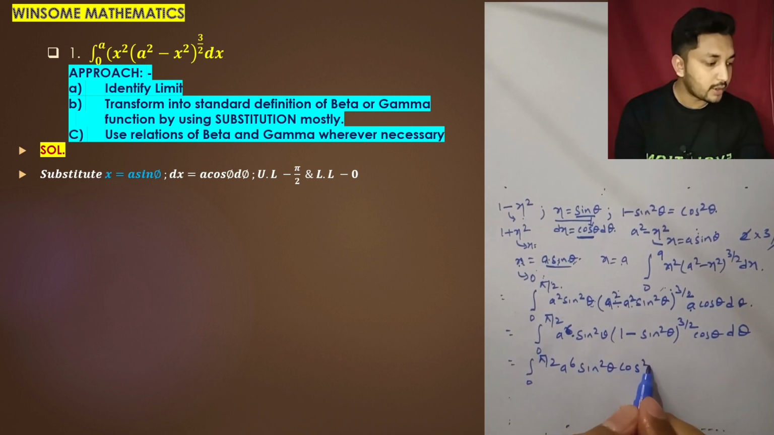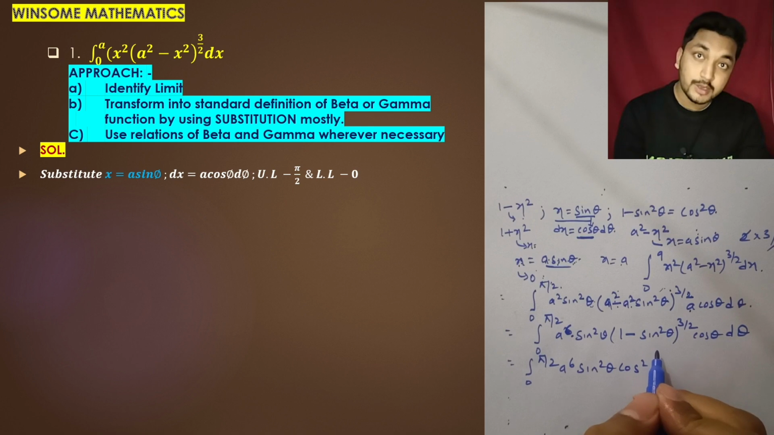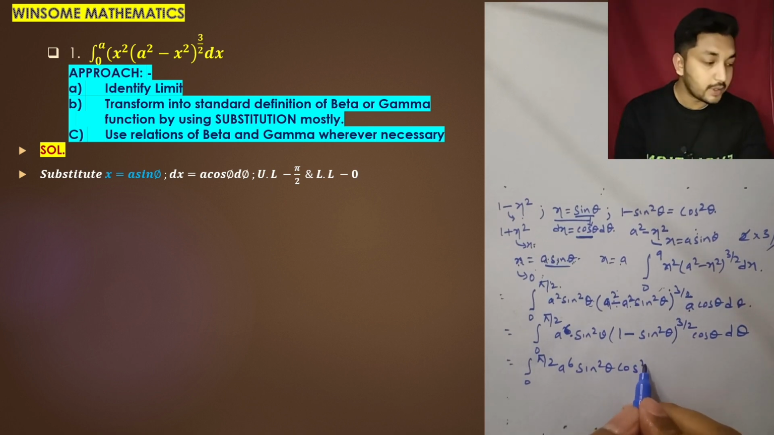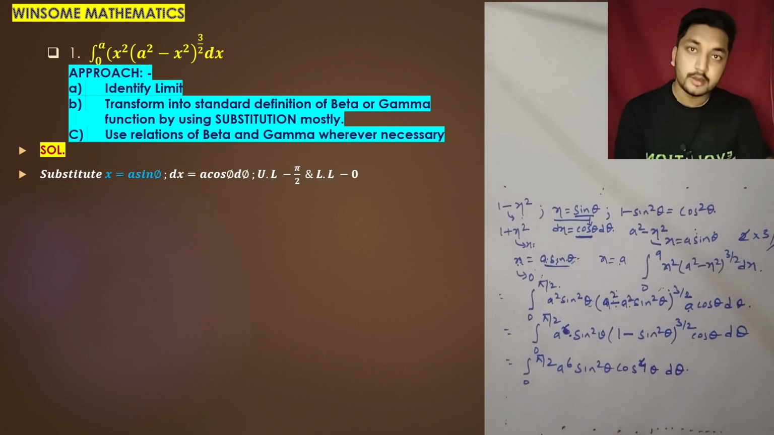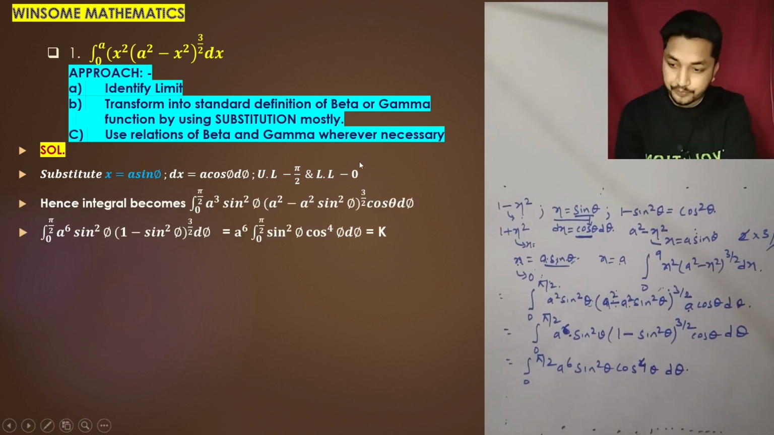This is cos square theta to the power 3 by 2. So 2 into 3 by 2 again, what? cos cube theta, and this is cos theta. So we can write cos 4 theta d theta. This is very clear. So let's see. Yes, this is very clear.